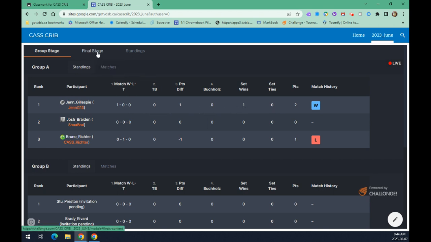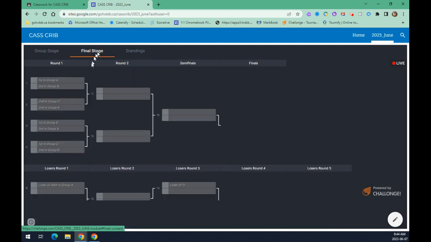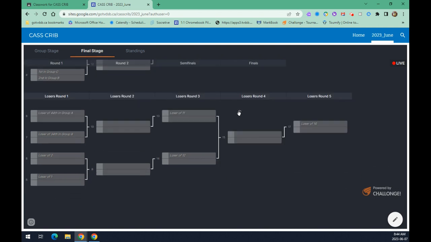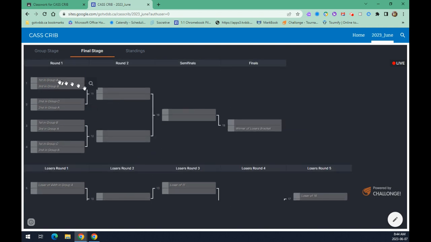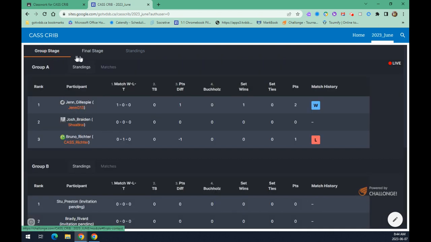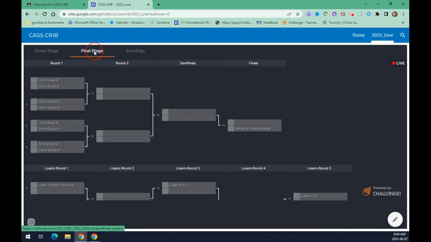At the end of it, the second stage will start, and the beauty of this is it's all automated by this challenge software, which is free, and this embeds beautifully in a Google site. The next round will look like this. This is where the people will go. If you notice, there are 8 people here, but there are 10 in the group stage. Everybody advances. The group stage is just a seeding. It's some games to get you seated.